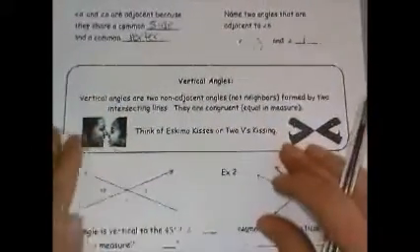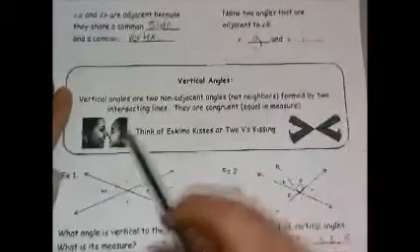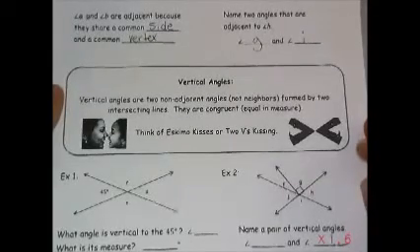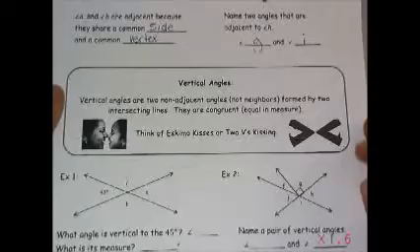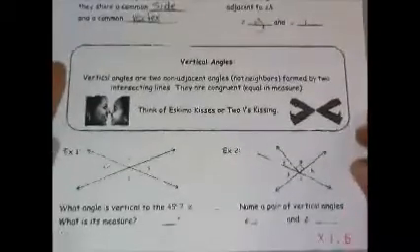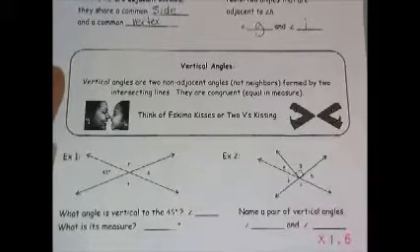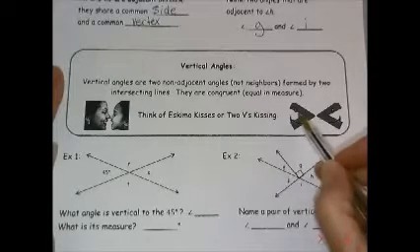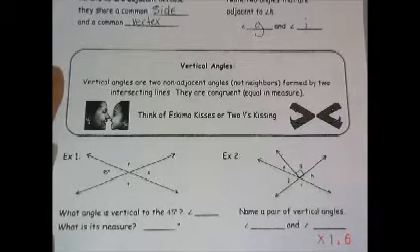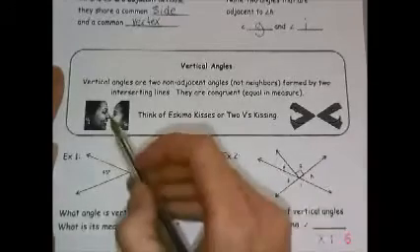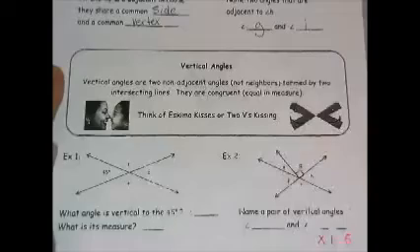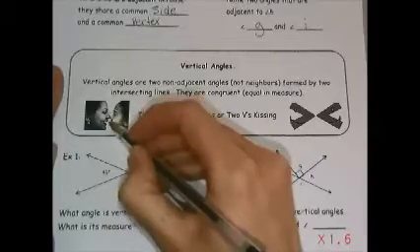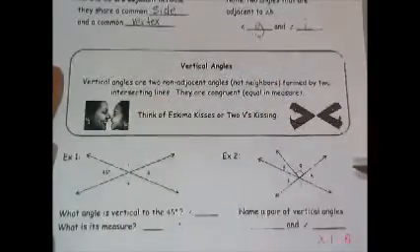We're going to move down to vertical angles. Vertical angles are two non-adjacent angles. They're not neighbors, and they're formed by two intersecting lines. They are congruent, which means equal in measure. Think of Eskimo kisses or two V's kissing. You see these two V's? Well, V's make me think of vertical because vertical starts with V. And these two angles that they form are called vertical angles. And these two, the mom and the little girl, are Eskimo kissing. Well, they're rubbing noses, and they form two vertical angles above their nose, and their noses actually form two vertical angles.